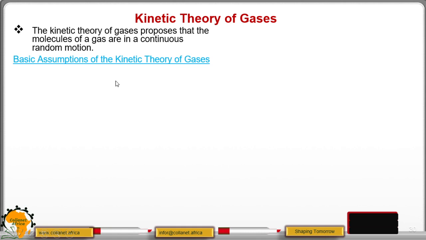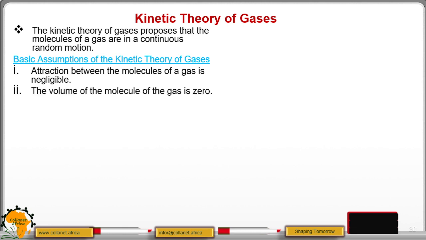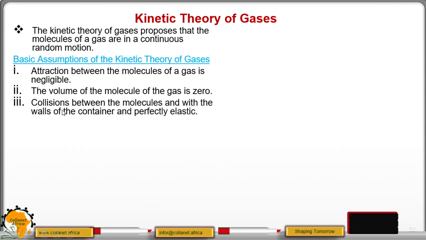Then we have the basic assumptions. One, that the attraction between the molecules of gas is negligible. Remember here, we are dealing with an ideal gas, and that is what we said earlier, that the force of attraction between the particles of an ideal gas is negligible. Then number 2, the volume of molecules of gas is negligible. Then number 3, collisions between the molecules and with the walls of the container are perfectly elastic.